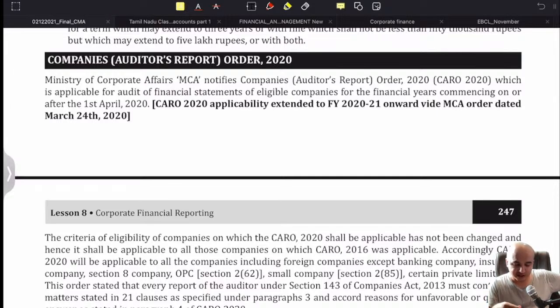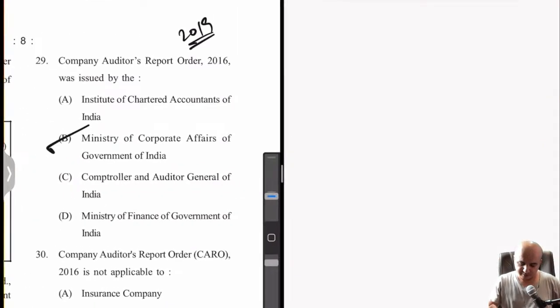So as you can see, in the very first line of the study material, they have very clearly mentioned who issues that. It is none other than MCA. Okay, so that is a fairly easy question to answer. Next, let's move on to the next one.